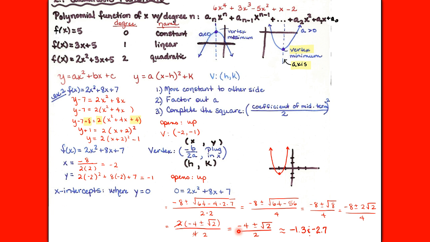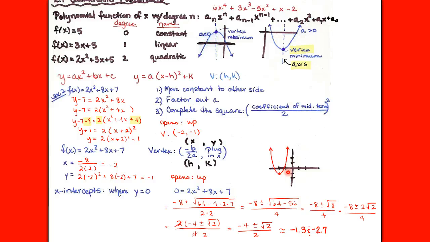Kind of hard to graph negative 4 plus the square root of 2 over 2, so I'd have to get a decimal for that anyway. So once I get my two decimals of negative 1.3 and negative 2.7, then I could come up here and plot those as my precise x-intercepts.